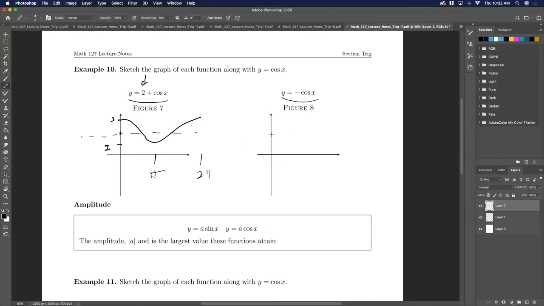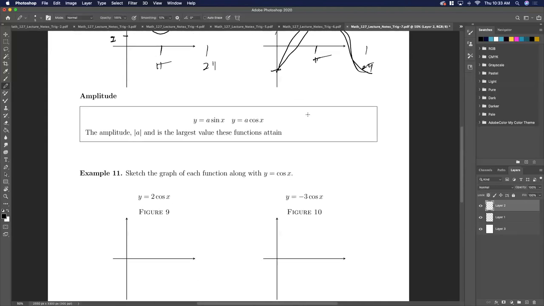Here, if I take the minus of cosine, so here it'd be pi and 2 pi, it comes in, goes down to minus, and then comes back up. Actually it should curve a little, it should look a little bit different on the curve. But here we just take what it was and we flip it upside down.